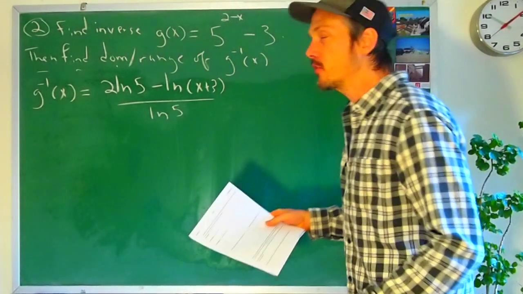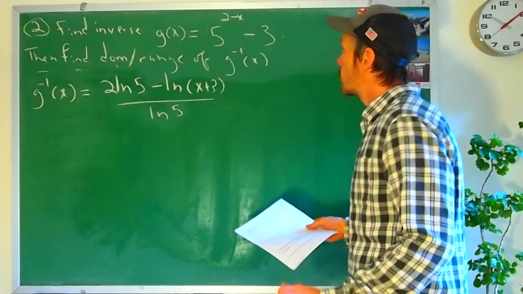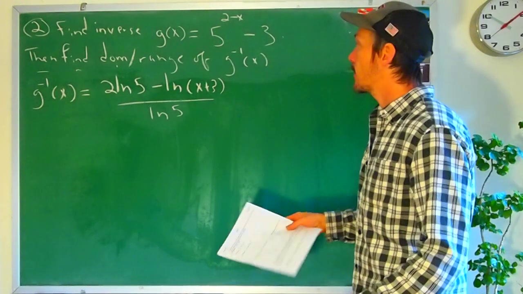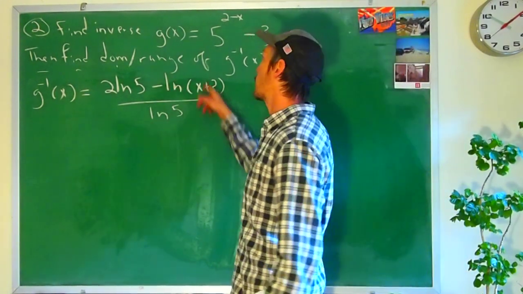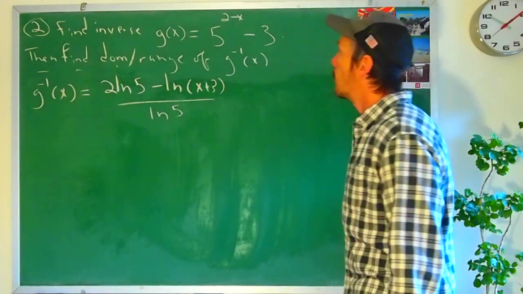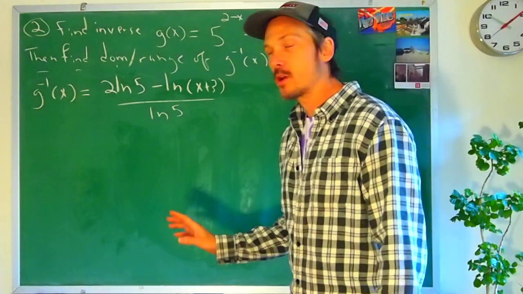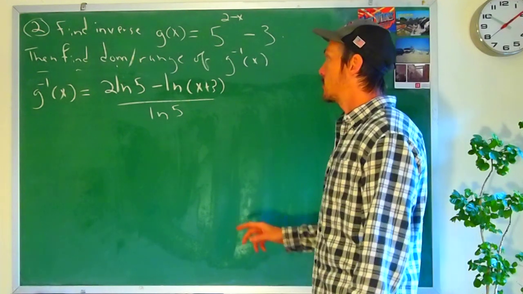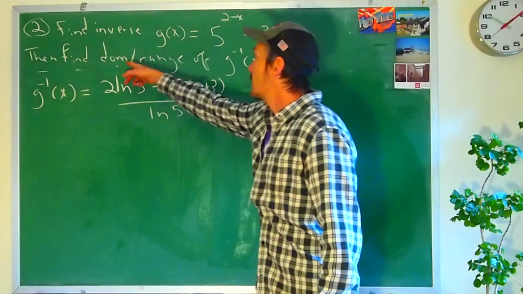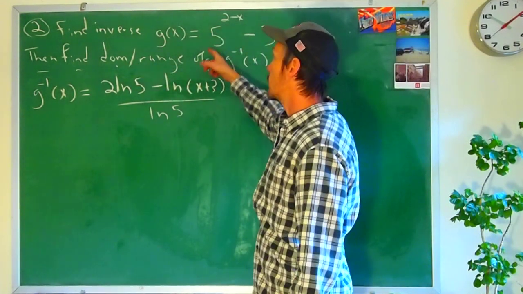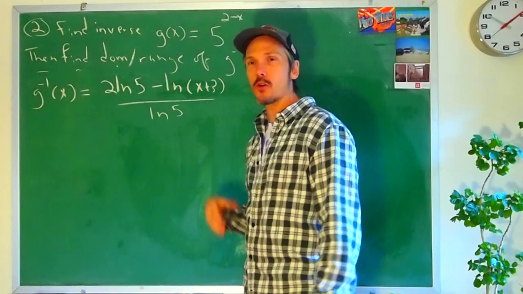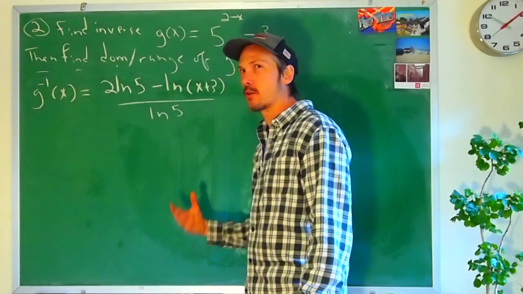Alright, so this is part 2 of problem number 2, where we're going to find the domain and range of the inverse function. In the last part of the problem we found the inverse function of this function, and now we're going to find the domain and range of that. The easiest way to do this is to use the fact that the domain of the original function will be the range of its inverse, and vice versa, because it's usually easier to find the domain of a function than it is to find the range.